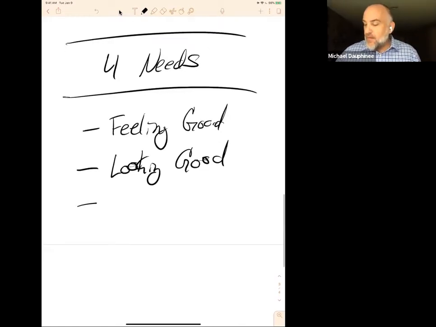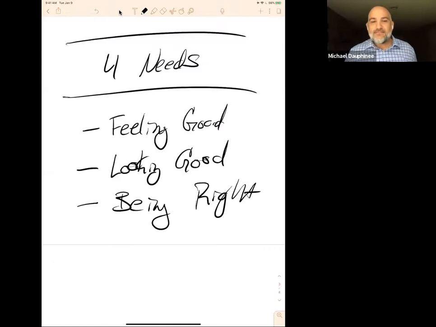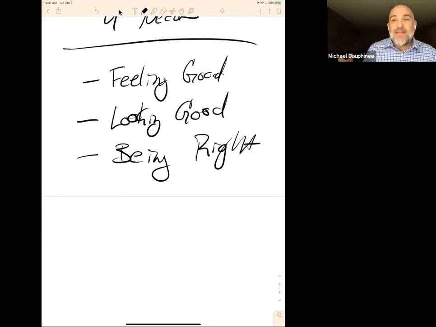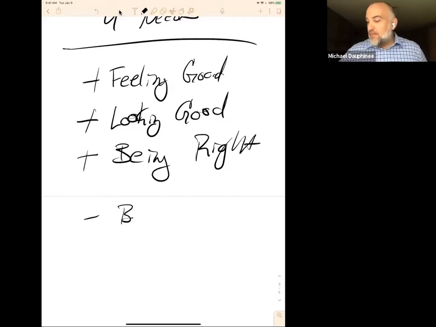Third one, being right. You have a secret need to be right. You don't know who you are if you're not. You have to be the answer person. And so therefore you can't be wrong, which might drive you really hard sometimes to do the hard work to do good research. But then there are times where you fight for your answer, even though there's a good chance you could be wrong. So feeling good, looking good, being right. And then the last one, being in control.